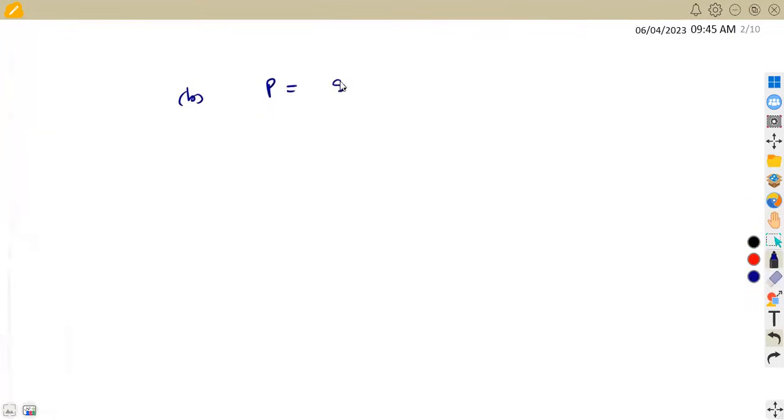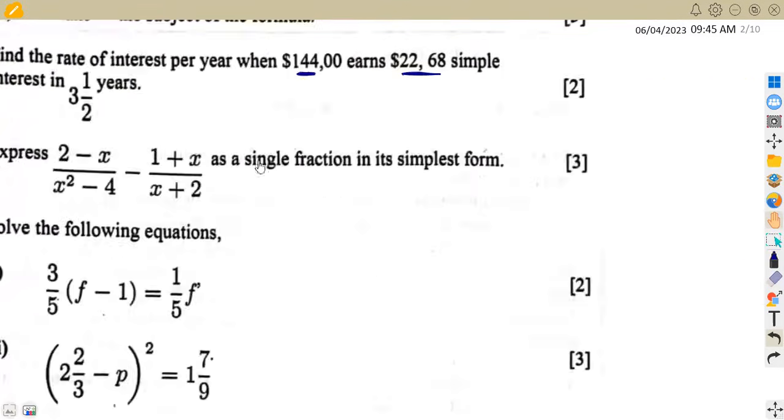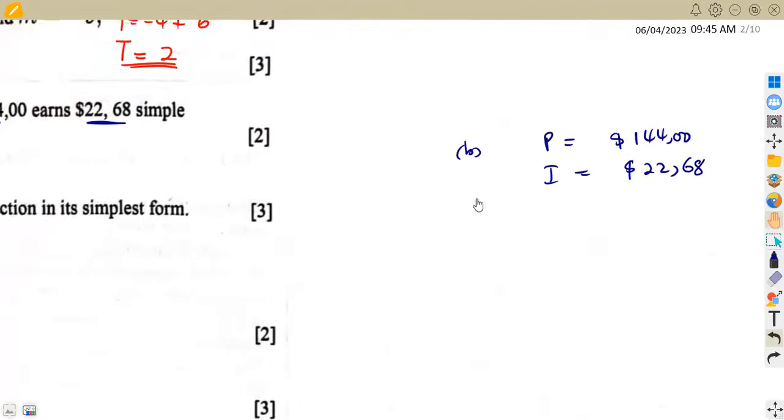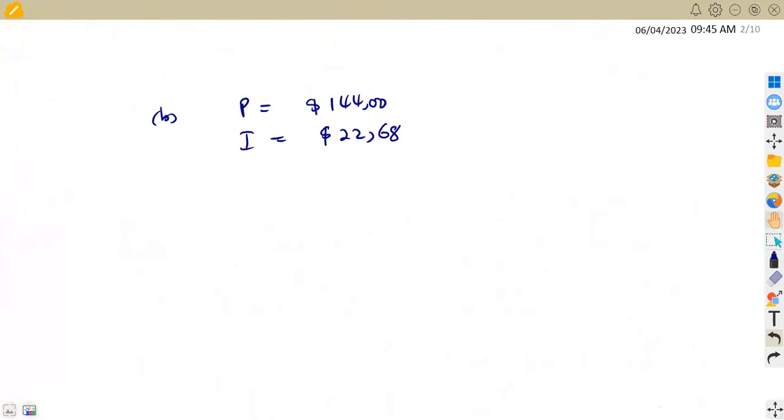You're given the principal of $144, earning a simple interest of $22.68, and this is occurring in a period of 3.5 years. So that is the time frame where this interest is going to happen. That is our time, 3.5 years. And the question is to calculate the rate of interest, the rate at which this interest is going up, which is R.